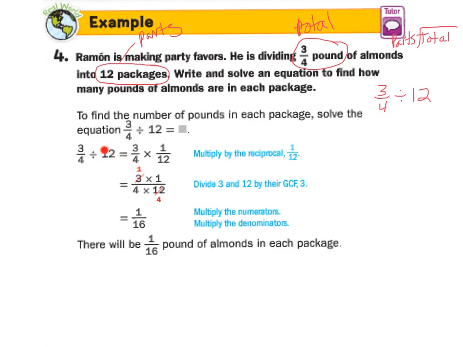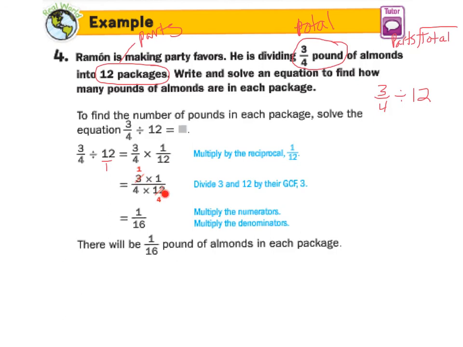We change the 12 to a fraction over 1. I don't like that they didn't write that on here. It should be over 1 like this. Then they used the keep change flip, and they took 3/4 and kept it the same, changed division to multiplication, and used the reciprocal of 12 over 1, which is 1 over 12.